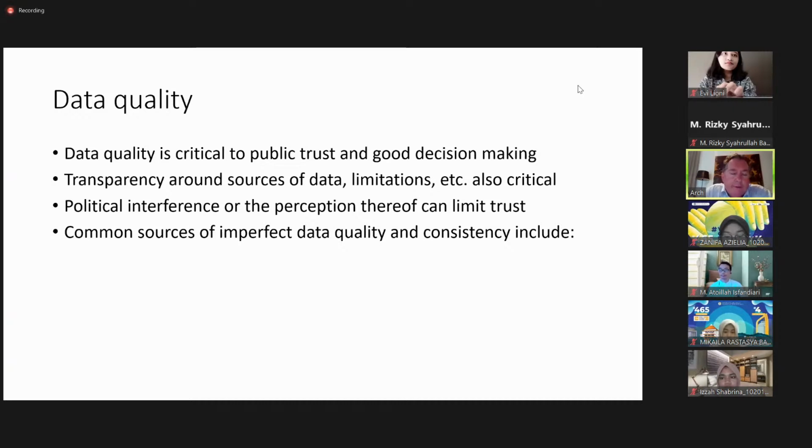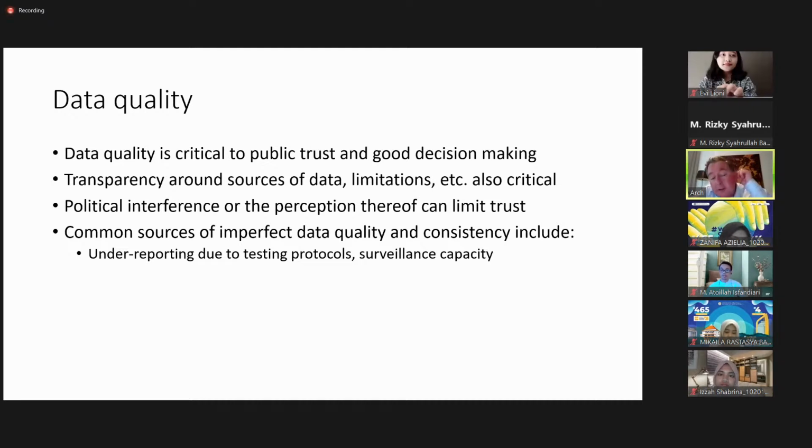And there are plenty of other examples around the world of political interference in the public dissemination of disease data, and it is problematic when it comes to trusting the public health authorities and the data that they use. There are a number of common sources of imperfect data quality and consistency. The most critical one is underreporting due to the testing protocols that are used or the surveillance capacity of a nation.